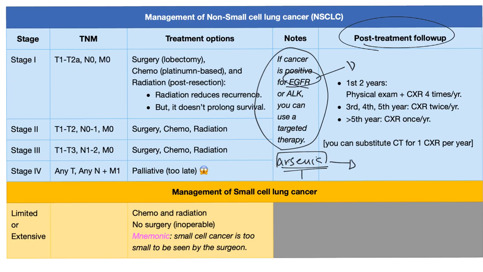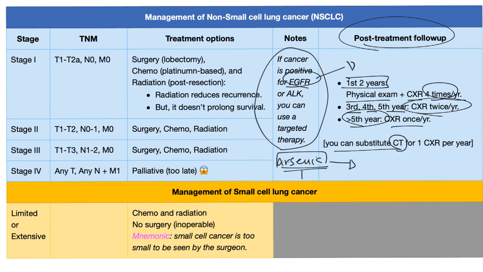Next is the post-treatment follow-up. For the first 2 years, you do a physical exam and chest x-ray 4 times every year, so every 3 months the patient has to come and be seen. The 3rd year, the 4th year, and the 5th year, chest x-ray twice a year. More than 5 years, chest x-ray only once a year.